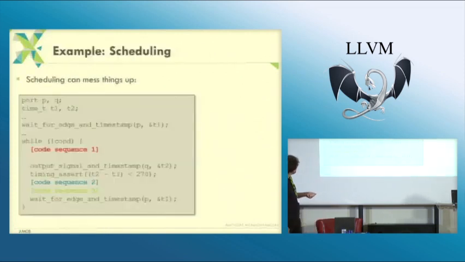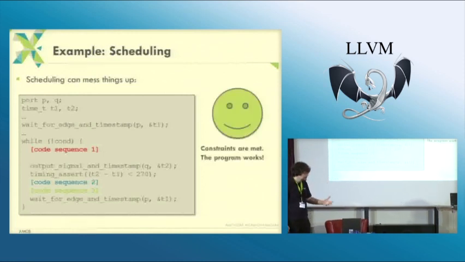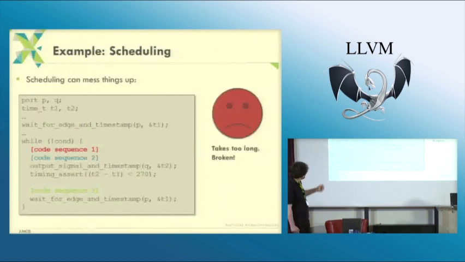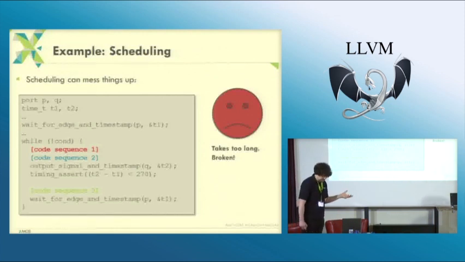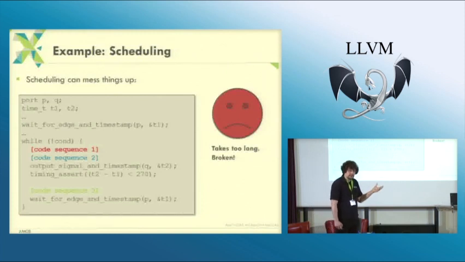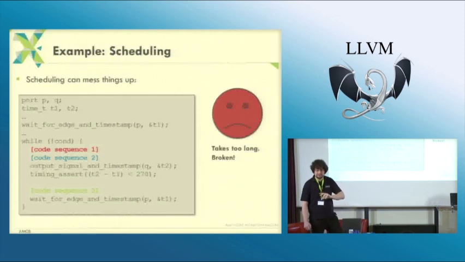Here's an example. Scheduling can mess this up. So this is the same code as before. We've got some code in there. So in this situation, things might be met. Everything's great. But if the scheduler decides to move the code sequence 2 up there, it can take too long between that first I/O operation and the second, and the one in the loop. It breaks the constraint, and the program's broken. This is not a move from a working program to a nice, slightly faster program. This is a move from a working program to a totally broken program.